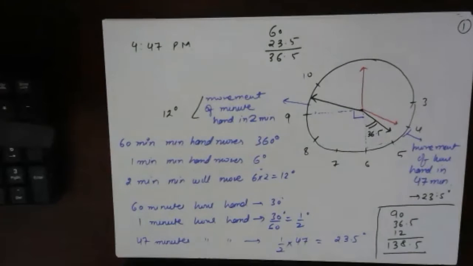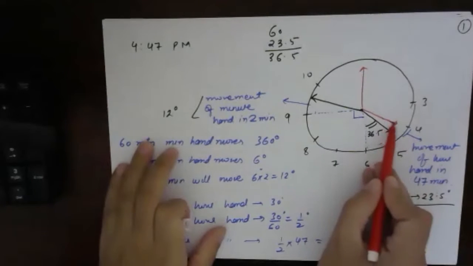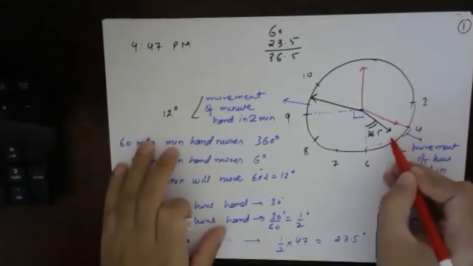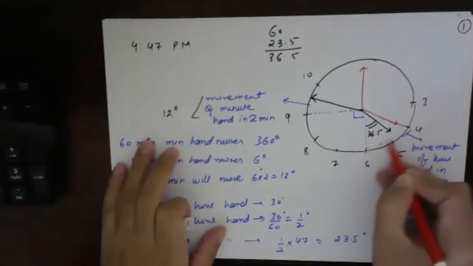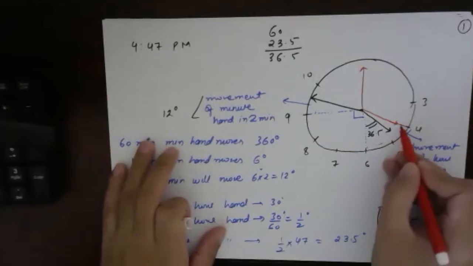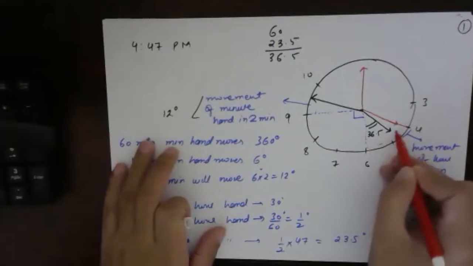But for 4, this angle is 60, because every hour is 30 degrees, which we calculated yesterday. This is 30 plus 30, so the total becomes 60. Understood?